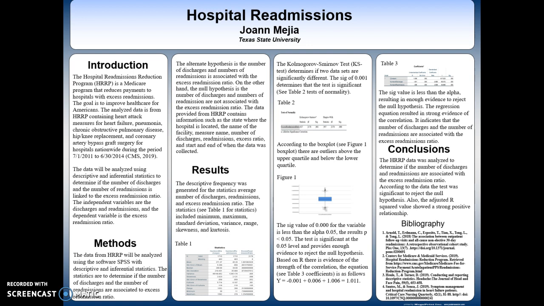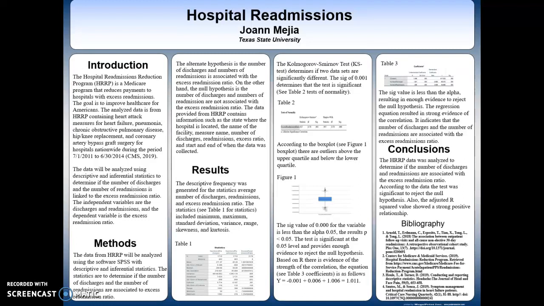Results. The descriptive frequency was generated for the average number of discharges, readmissions, and the excess readmission ratio. The statistics, see Table 1, included minimum, maximum, standard deviation, variance, range, skewness, and kurtosis. The K-test determines if two data sets are significantly different. The sig of 0.001 determines that the test is significant. See Table 2 for test of normality.